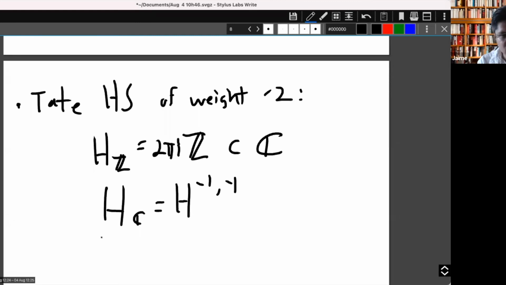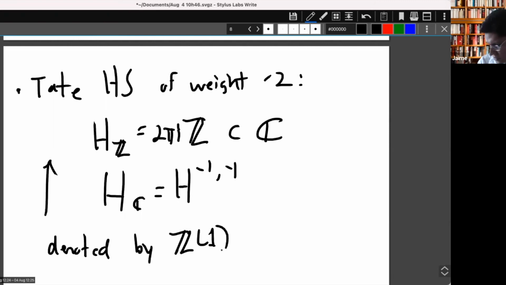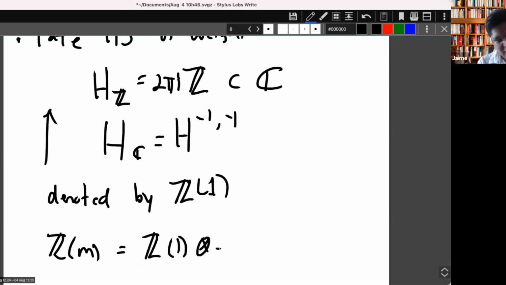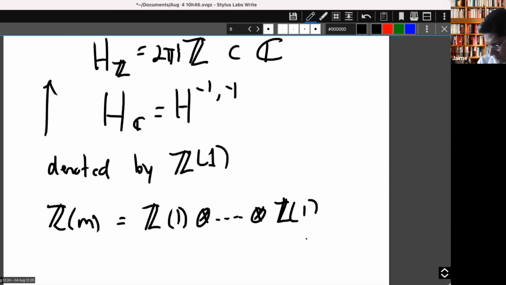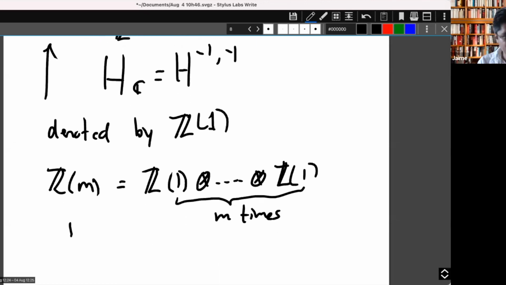And so this Hodge structure is denoted by C(1), right? Why by C(1)? Because then you can take C(m), which is actually to take the tensor product m times of C(1), and this is a Hodge structure of weight minus 2m.